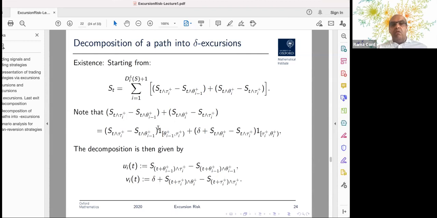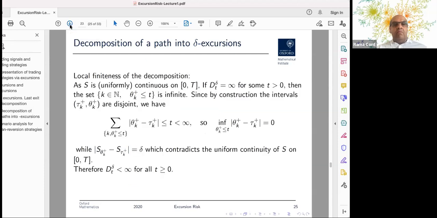And then you just verify that by construction, as shown here, the increment of S can be decomposed into an increment of U and an increment of V. So this is a fairly simple decomposition. You just check that the definition coincides with what you started from.